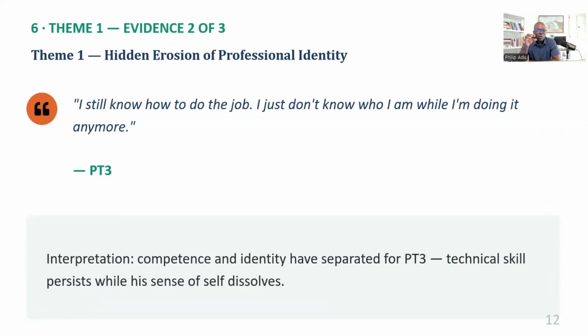So you see here, it's so interesting that the participant is separating his competence from his identity. Right. He has the skill to do it, but the sense of self is evaporating. A sense of self is just fading away. Right. So you see how you quote the participant and explain and interpret in connection to the theme. At the same time, you are indirectly addressing the research question, which is how do they make sense of the experience of burnout, right? So that's how you can do the process.